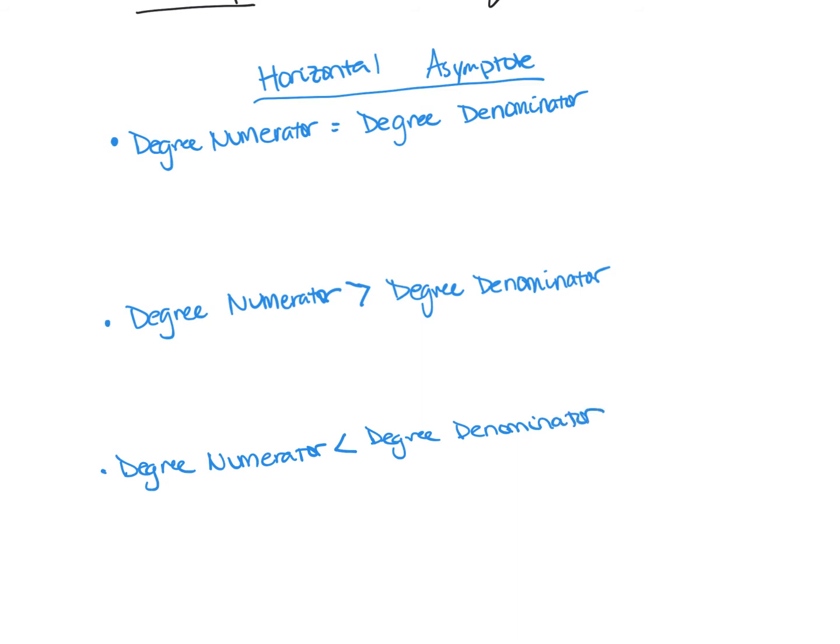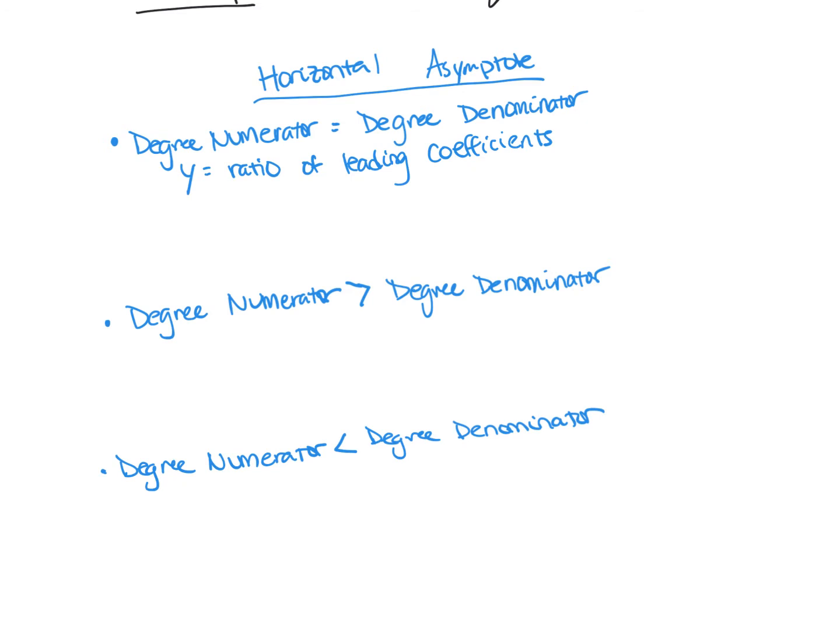Now, the first situation, where the degree of the numerator and the degree of the denominator are equal, this is what we'll be dealing with most often. However, you are going to have to be able to identify the other situations. So make sure you take a look at that. If the degree of your numerator is equal to the degree of your denominator, then your horizontal asymptote is y is equal to the ratio of your leading coefficients.